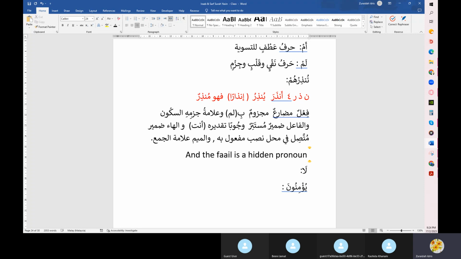And then we have wujuban. There are three functions that a maf'ul mutlaq does. One is for emphasis. Two is to describe a number. Remember, we learned this. And then there was a third reason we use maf'ul mutlaq: when we want to describe the type. Remember, what type of love does he love this person with? With a brotherly love. Remember that? When we did the different types of maf'ul mutlaq. So this is the third one.